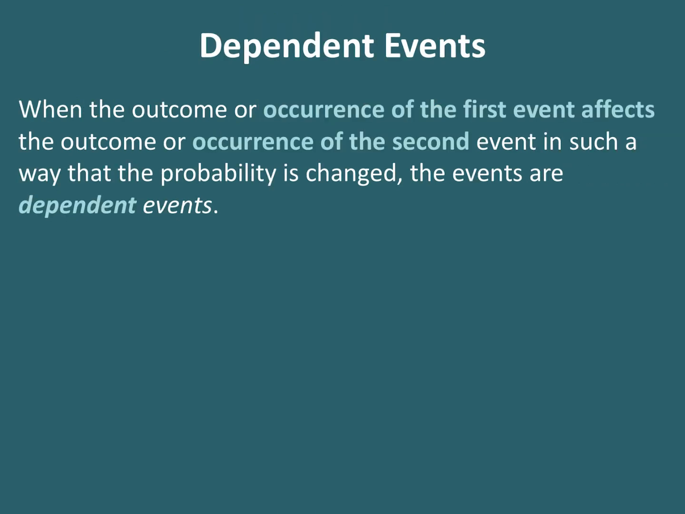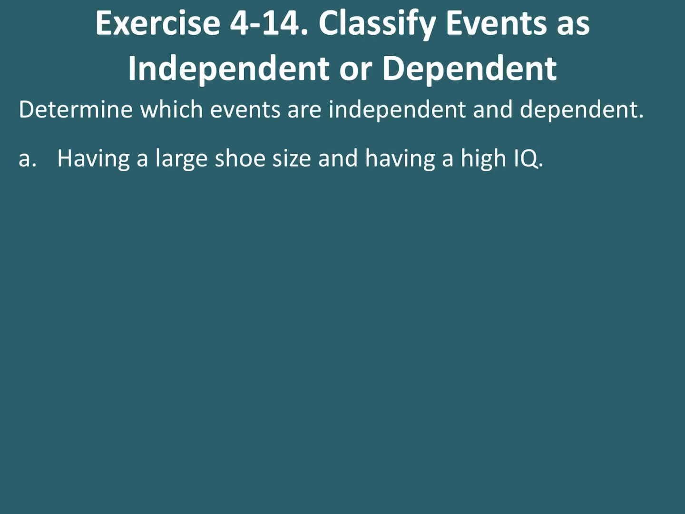Dependent events. When the outcome or occurrence of the first event affects the outcome or occurrence of the second event in such a way that the probability is changed, the events are dependent events. Let's do an example. Let's determine which events are independent and which ones are dependent. Are the events of having a large shoe size and the second event of having a high IQ independent or dependent? Now clearly, there is no scientific evidence to show that there is a tie between the two. Therefore, these are independent events.